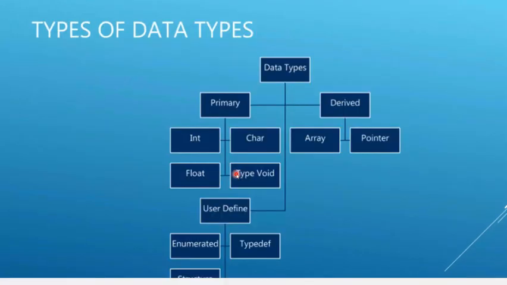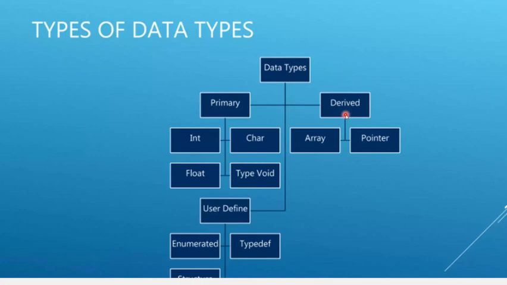Data types are mainly classified into three types. One is primary, next is derived, and last is user defined. In primary, there are four different data types: int, char, float, and type void, which we often call void.